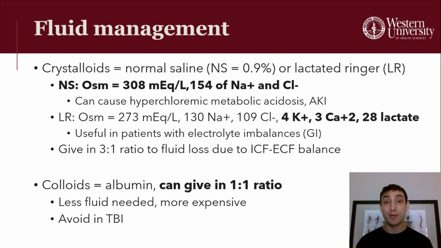And if you're resuscitating somebody with crystalloids, you want to use them in a 3-to-1 ratio, because remember that the ICF is 2/3 and the ECF is 1/3, and it's going to get redistributed. So if you actually want to get that in circulation, you need to give 3 times as much. The colloid you're going to see is most likely albumin, and you can give this in just a 1-to-1 ratio. It's usually more expensive. You need less. The main contraindication I'm aware of is in traumatic brain injury patients.